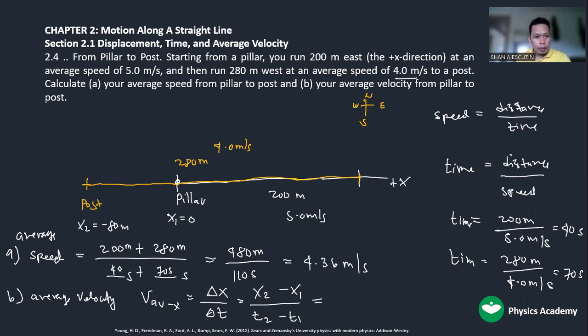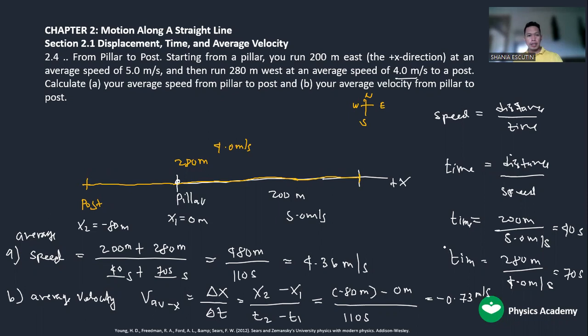So your final position, negative 80 meters, minus 0 meters, is your displacement, divided by 110 seconds. So negative 80 divided by 110 gives you negative 0.73 meters per second. So what's the difference?